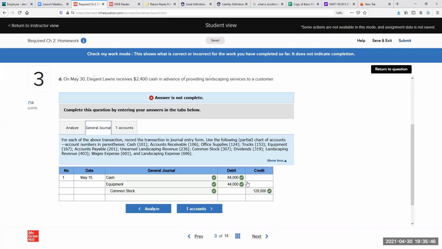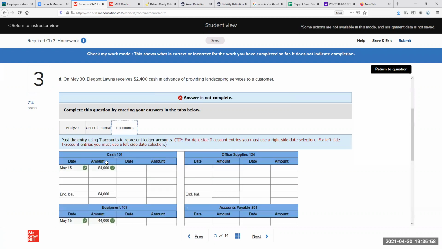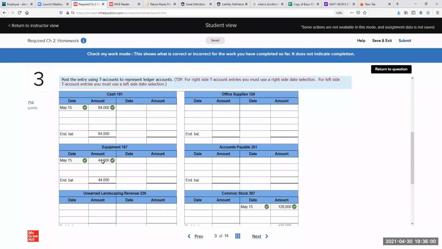Then we do the journal entry. That's how we say that. And the left side has to add up to the right side. And the left side always goes first. I'm sorry, there can be one or more. Then we just copy and paste that. So cash, we put it on the left. Equipment, we put it on the right. The left. And the common stock, we put it on the right.